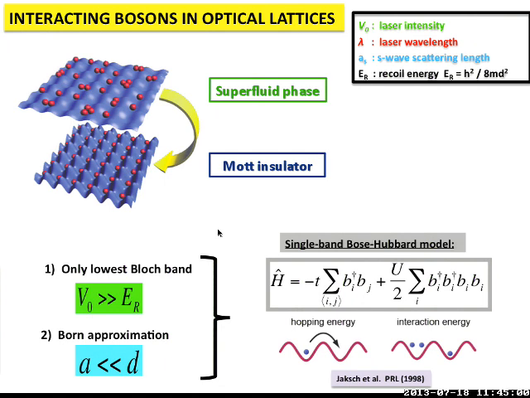Quantitatively, this holds if the intensity is much larger than the so-called recoil energy. And it's also only reliable if the interaction is very, very weak, which means the S-wave scattering length, a, is much smaller than the periodicity of the periodic potential. I will say a little bit more about these approximations and how reliable they are.